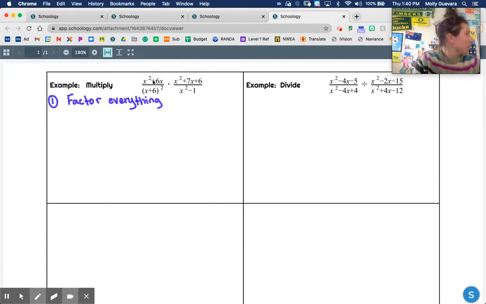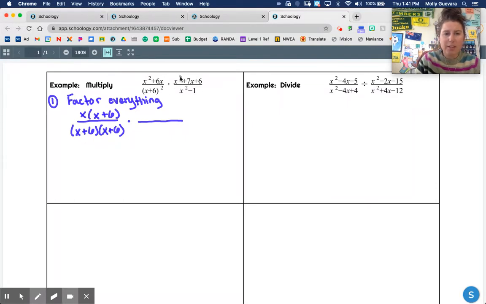So I always just start in the top left. Okay, so here I have x squared plus 6x. I do have a greatest common factor of x. So I can take out an x, which leaves me with x plus 6. The bottom here is x plus 6 squared, which is already factored. I'm just going to write it out twice. So instead of x plus 6 squared, we're going to write x plus 6, x plus 6.